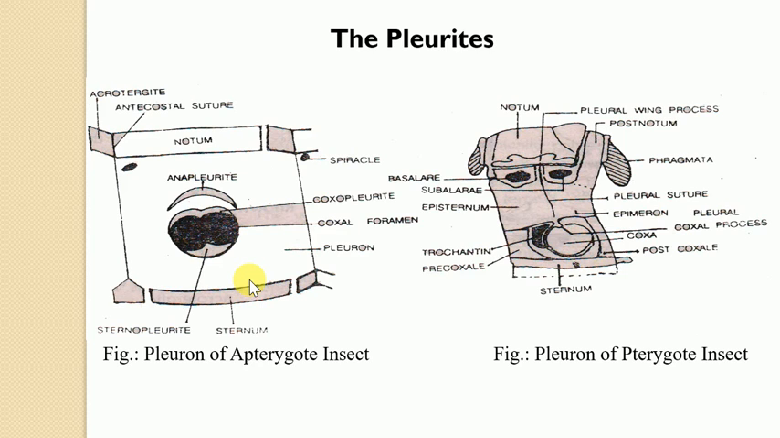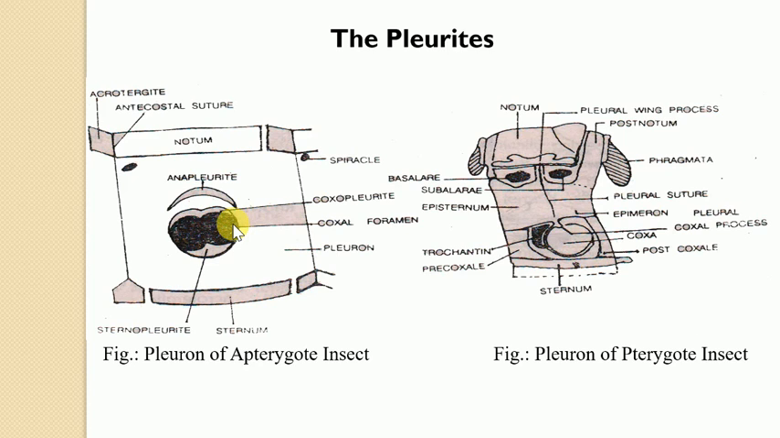The pleuron of each side consists of three sclerites. One is located at the ventral side, referred to as the sternopleurite. The anterior one is known as the anapleurite, and in between the anapleurite and sternopleurite, the middle plate is referred to as the coxopleurite.